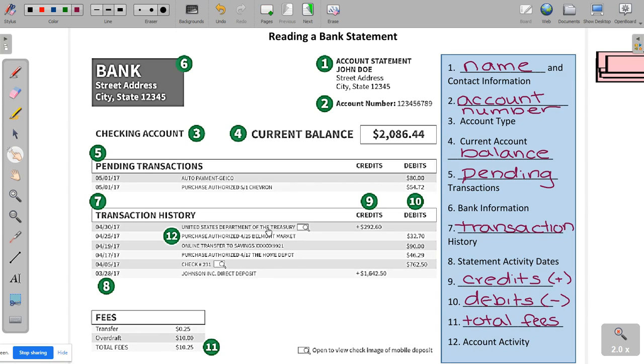And then lastly, within your transaction history, you have the date, and then in the same line of that date, it's going to tell you your account activity. So the description with either a credit or a debit. It's going to be one or the other.